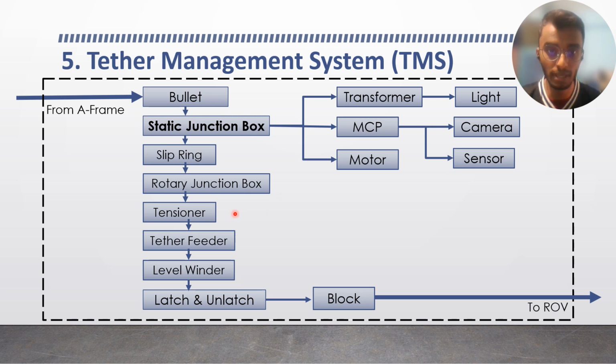From the static junction box, the power will also go to the slip ring, followed by the rotary junction box, then the tensioner, and then the tether feeder, and from the tether feeder to the level winder, and from the level winder to latch and unlatch. Latch and unlatch is to unlatch the ROV from the TMS, and from here to the block, and then from the block before going to the bullet at the ROV.